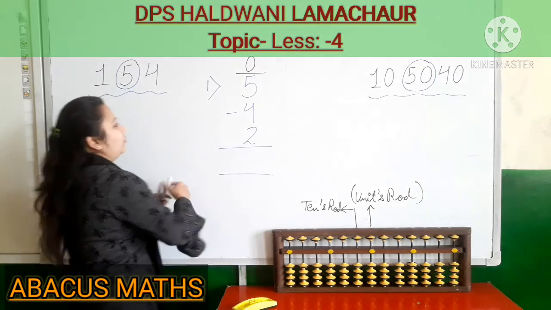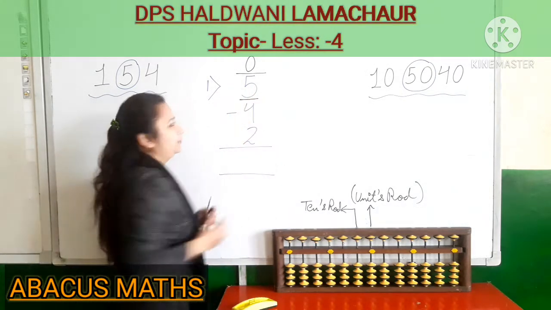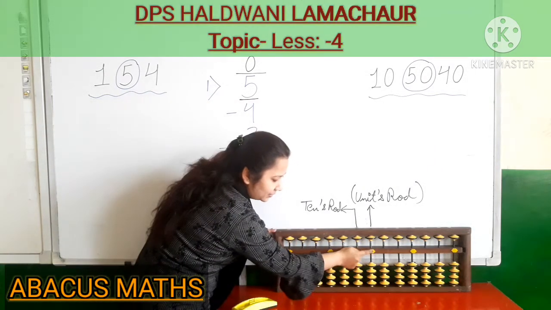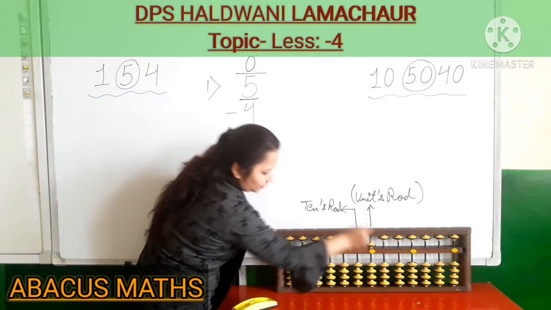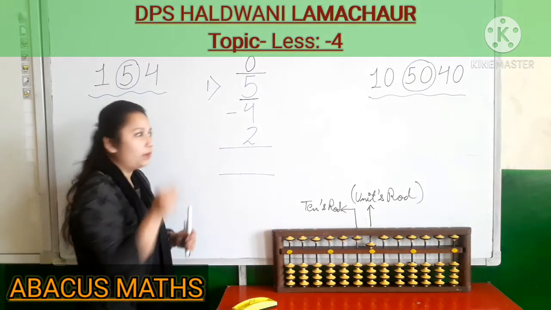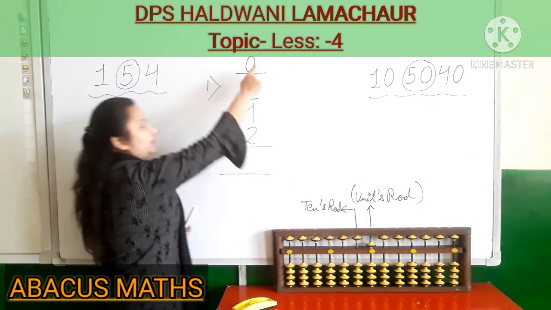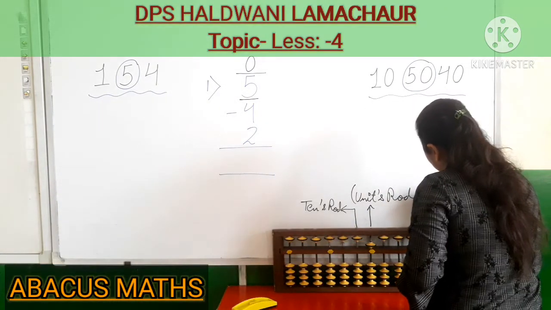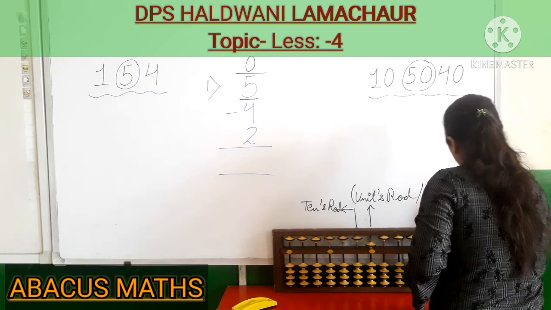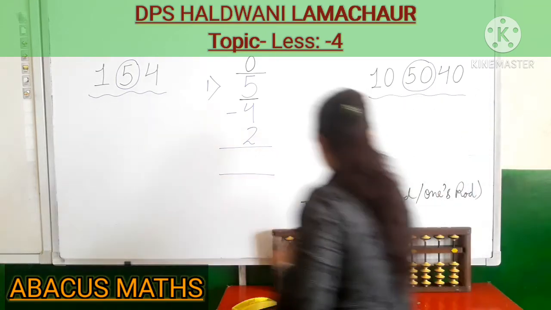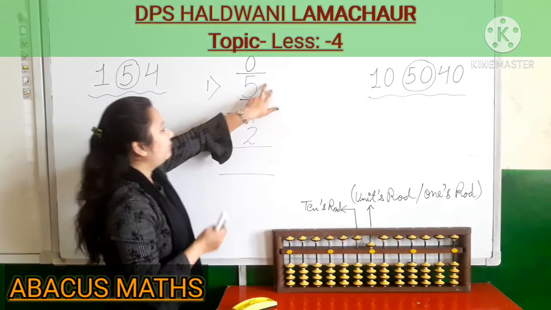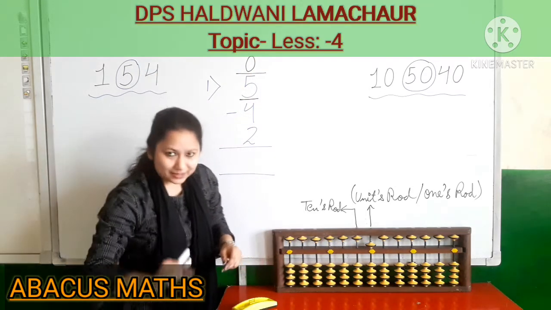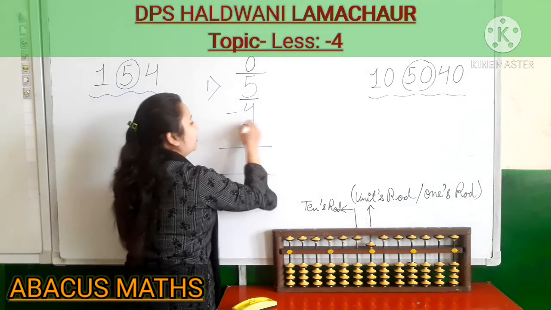So let's start. Now first of all add 5. See, no sign means add. So add 5 means, see mid dot rod, add 5 means put the 5 bead down. Now see, units rod and ones rod is same. Units rod, or you can say ones rod also. So see, 5 we have to add in ones rod. So 5 here I have added. 5 bead down. Now next you have to do minus 4.